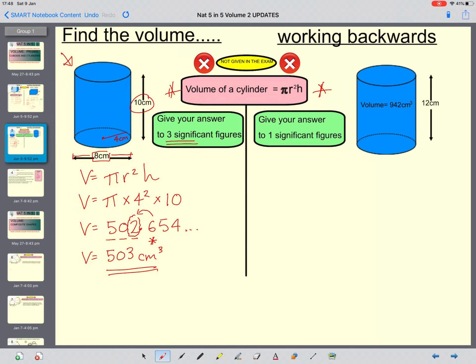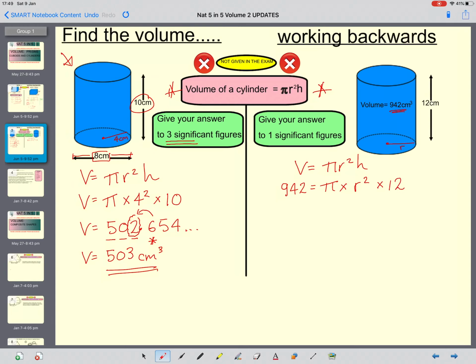Okay. Next one, so on the right hand side now, again we're working backwards. We've been given the volume and we've been given the height, and we have not been given the radius. I'm just going to put in a little r here. So the volume is pi r squared h. Substitute in everything that you know. So you know the volume is 942. So 942 goes under V for volume. You know pi is just a number, 3.14, multiplied by the radius squared, multiplied by 12.